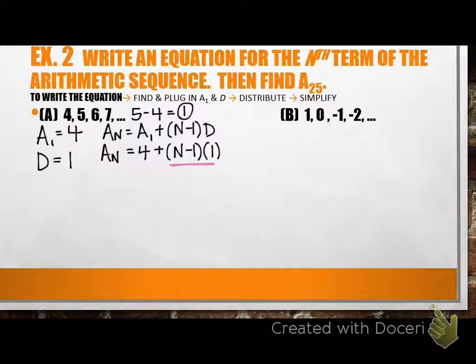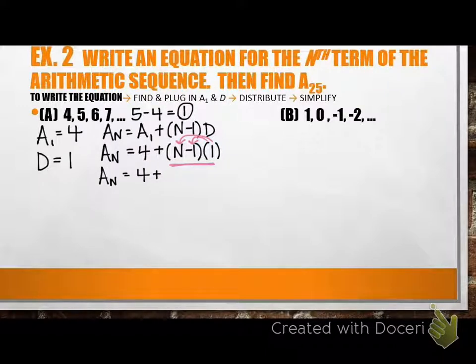All right? So any distributing that you're going to do in these problems is going to be done after the plus sign. So we've got 1 times n and we've got 1 times negative 1. Now, order does not matter here. I can do 1 times negative 1 and then 1 times n if I want to. As long as I distribute the 1 to both of the terms in the parentheses, the order's not going to matter. So a sub n equals 4 plus.